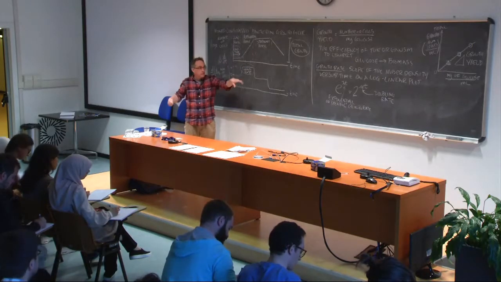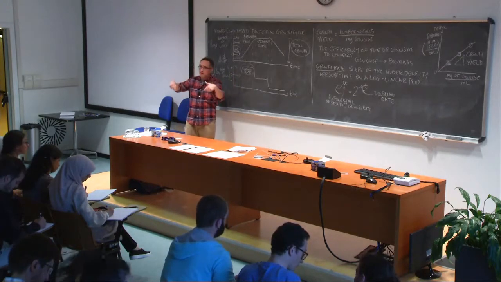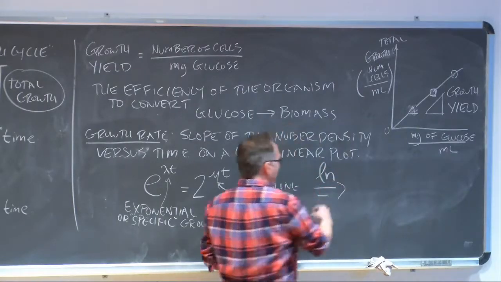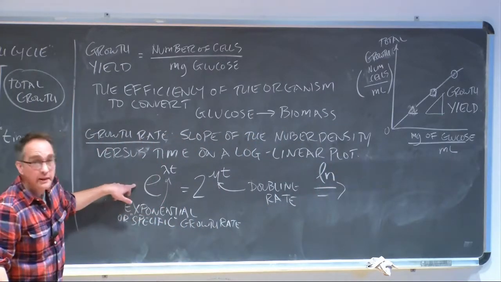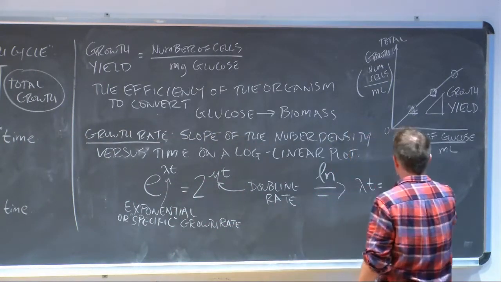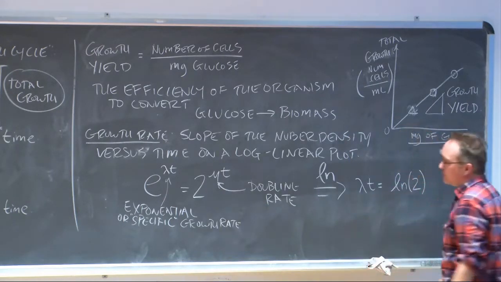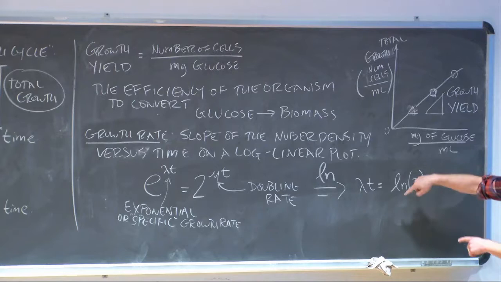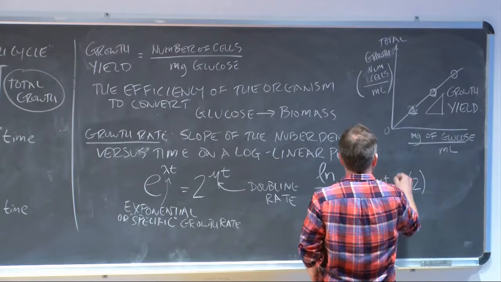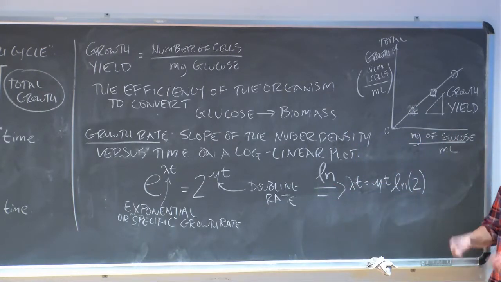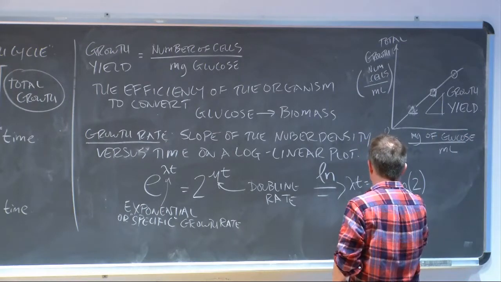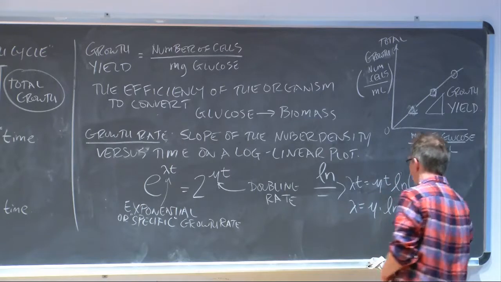And so on this graph, the slope of this line is that mu. And of course, a conversion between the two comes from taking the natural log of both sides. So take the natural log, and you'll carry this guy down. You'll get lambda t is equal to natural logarithm of 2, and you'll bring down the mu t. Is that okay? And so then you can just solve. So that means that lambda is equal to mu times ln 2.